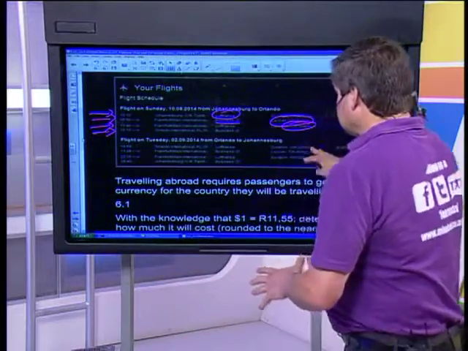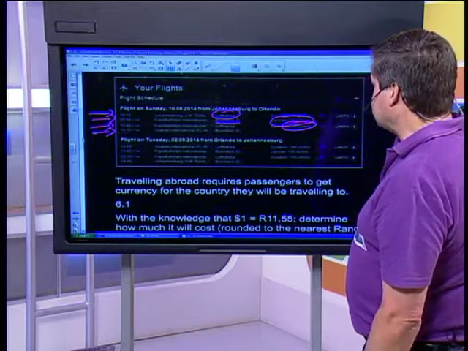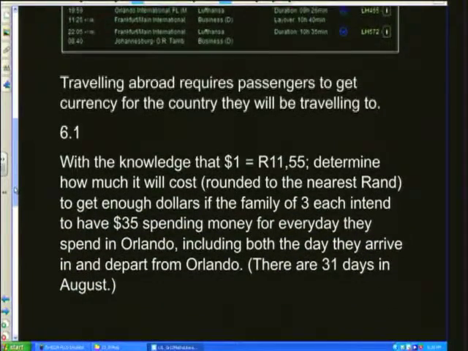Let's just keep going. But this is what we must look at. When we come back, the timetable had the date over here. Yeah, here we go. On Tuesday, the 2nd. But we're leaving on Sunday, the 10th of August, coming back Tuesday, the 2nd of September. Now, why is that important? Let's look at this question.